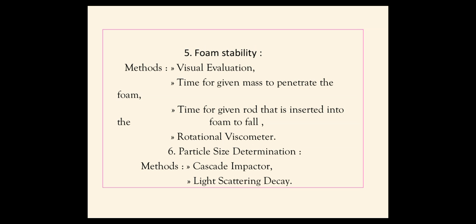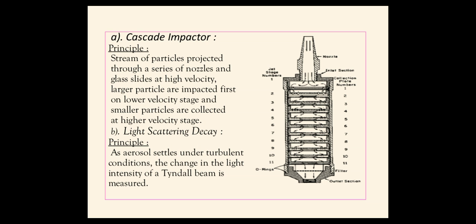The next is particle size determination. Methods used are cascade impactor and light scattering. Here is the diagram of the cascade impactor. The principle of the cascade impactor: a stream of particles is projected through a series of nozzles and glass slides at high velocity. Larger particles are impacted first at the lower velocity stage and smaller particles are collected at the higher velocity stage.